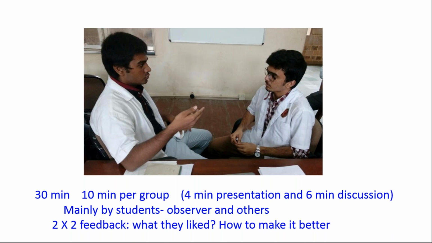Now, this discussion is mainly by the students, the observer from that particular group who has a checklist in hand, and the others. The observer will tell where exactly something was missed, while the others will give 2x2 feedback, like what they liked in that. So it comes to all the non-verbal cues, and how he was talking very fast or slow, that will be discussed, and how to make it better. So they give suggestions.